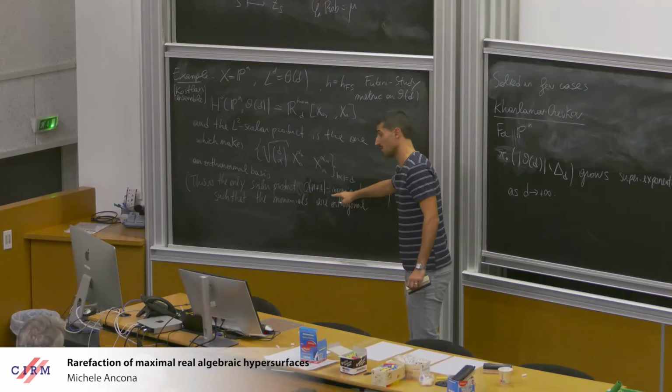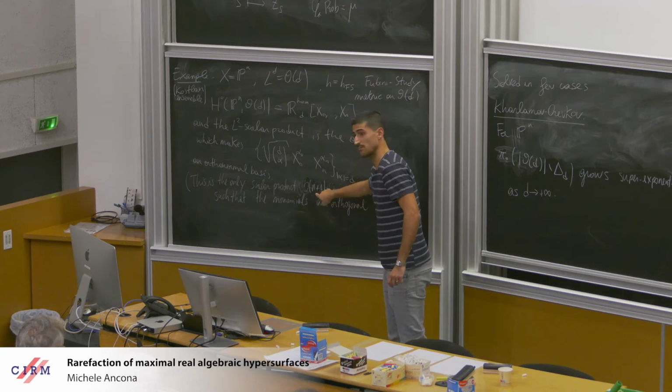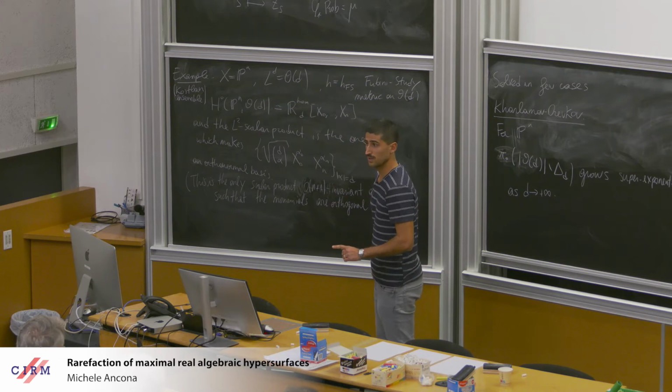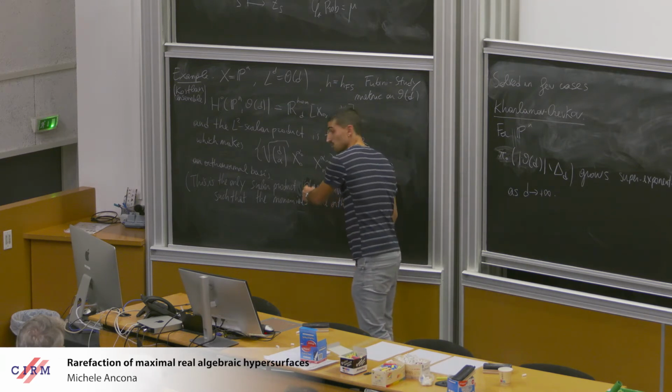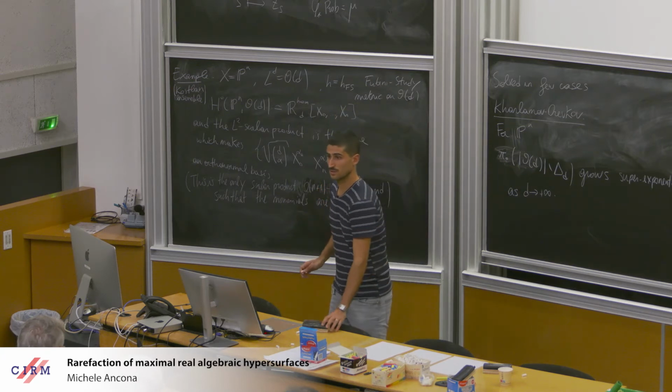No, so on R, it is the only scalar product which is O(n+1) invariant and such that the monomials are orthogonal. And on C, this is the only scalar product which is unitary invariant without asking that the monomials are orthogonal.